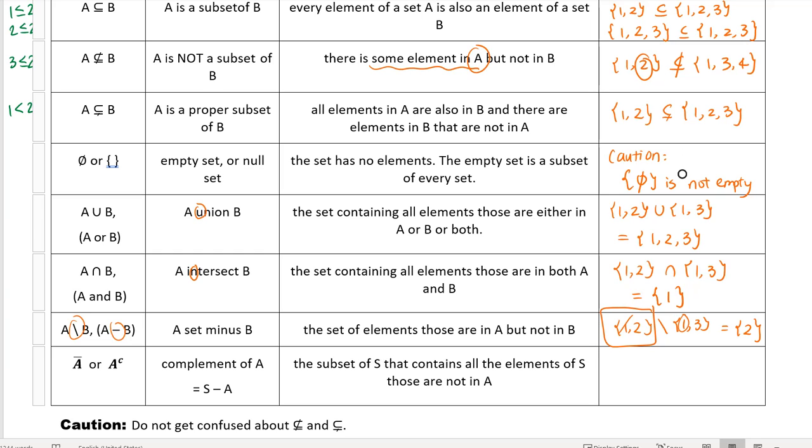So is that okay, everyone? You start with the elements in A, and then you want to take out. Look at the list of elements in B. Whoever appears in B, you want to take it out. Okay?